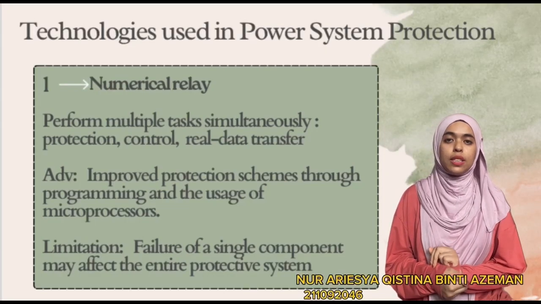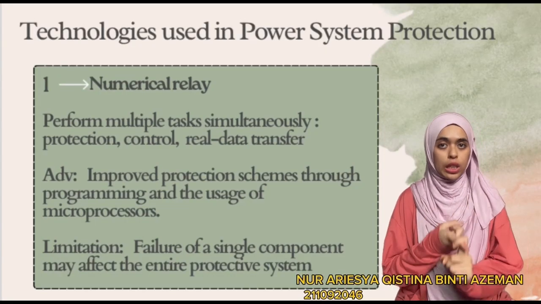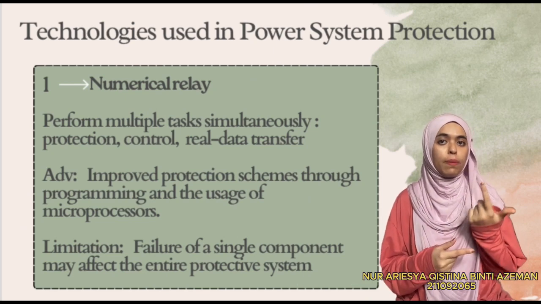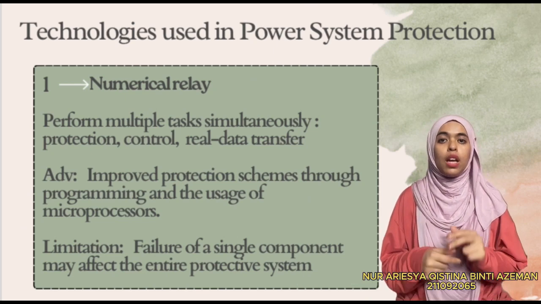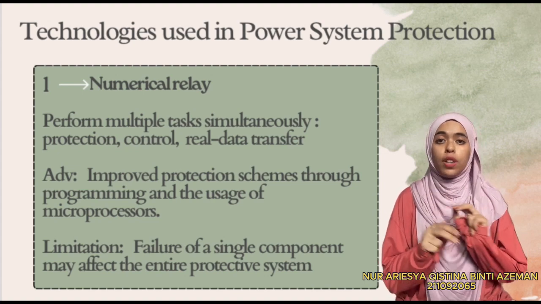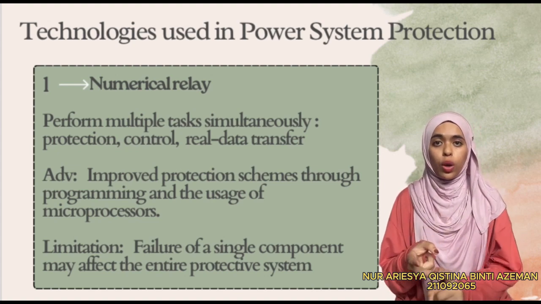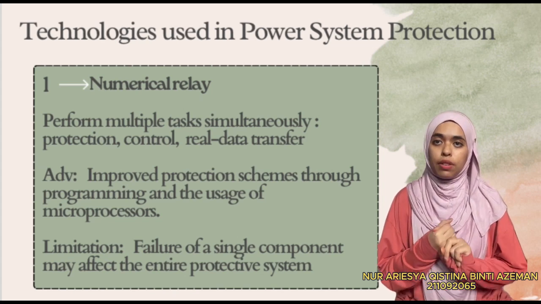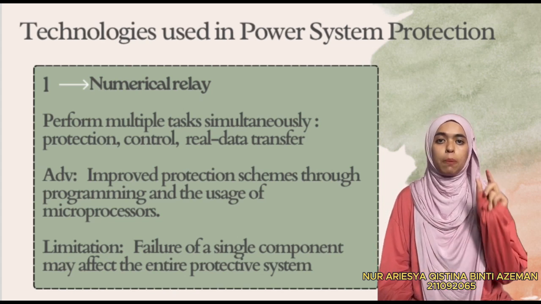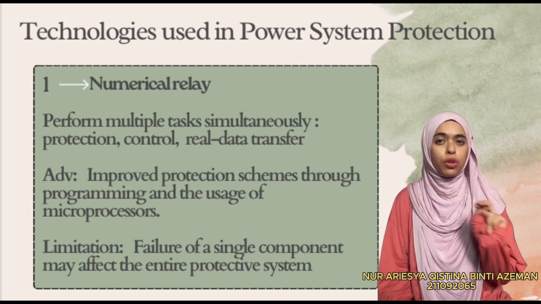Technology used in power system protection, which is the first one, numerical relay, which can offer an exact and reliable protection, control and monitoring of the electrical system. This relay is based on the microprocessor, which can be set up to perform various tasks including monitoring, control and measurement. This relay has the advantage of increased reliability, adaptability and performance. The protection scheme can be improved through programming.